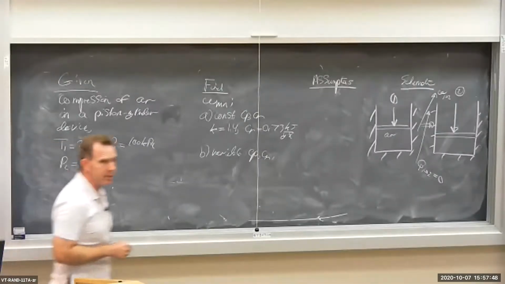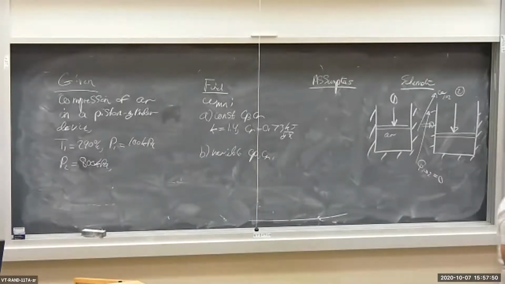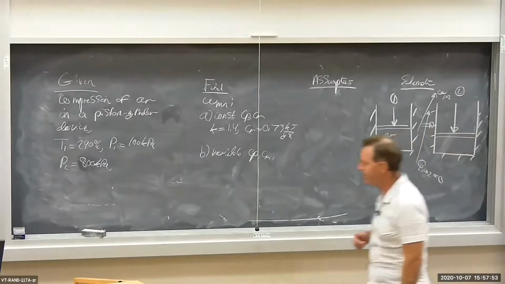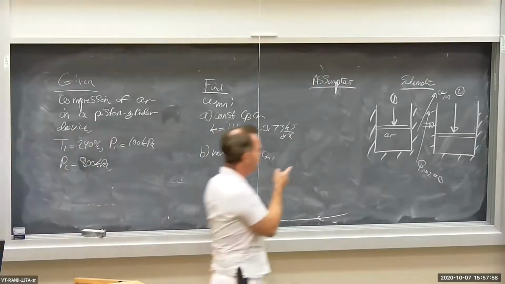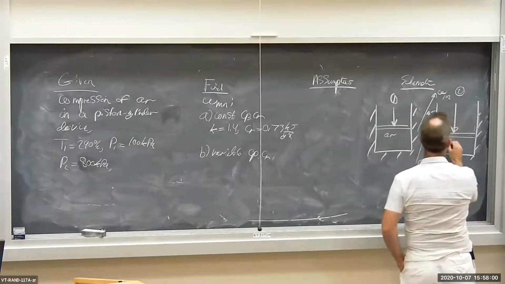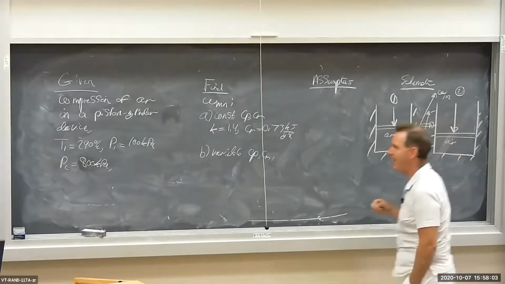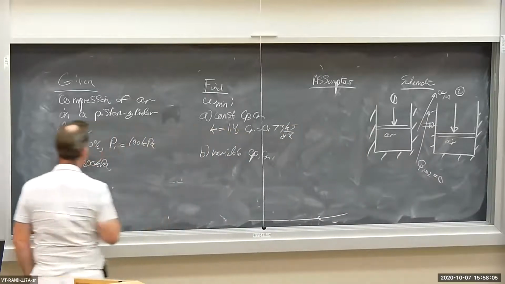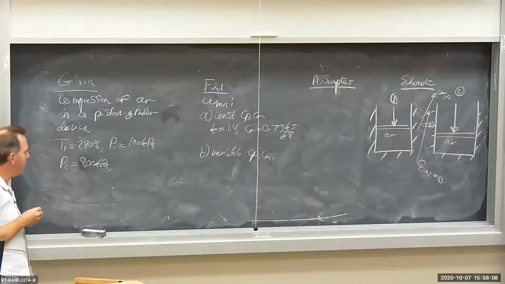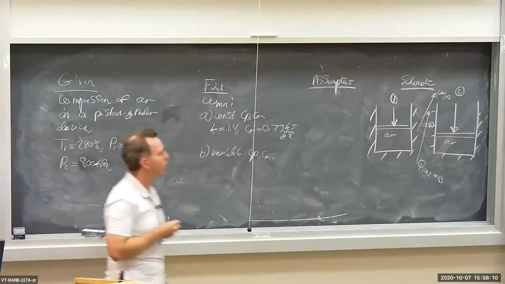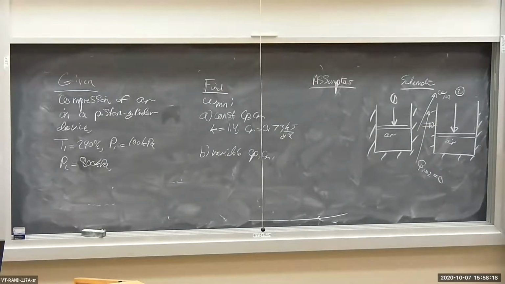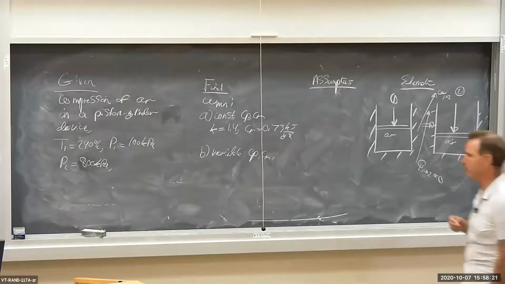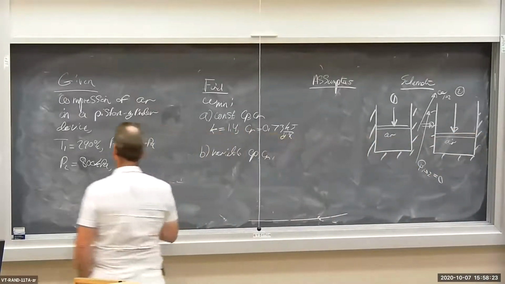Okay, let's do an example here involving compression of air in a piston cylinder device. So we have an insulated piston cylinder device containing air. Starting off at state 1, the temperature and pressure are 290 degrees Kelvin and 100 kPa. And then we do boundary work, or some kind of work, presumably boundary work, and compress the air, raising the pressure, raising the temperature. Okay? Final pressure, P2, is 800 kPa.